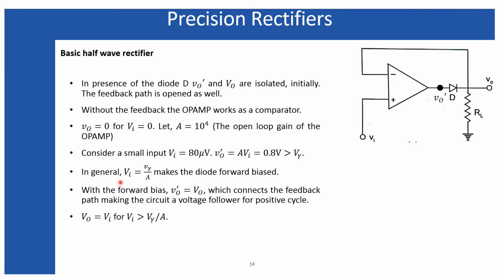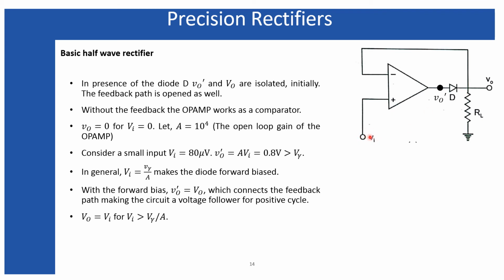In general, an input voltage equal to the threshold voltage divided by the open loop gain can be used to conduct this diode. And once this diode conducts, this feedback path will be established. Then, as I have already explained for the buffer, this configuration will become the unity gain amplifier, and this output voltage will then follow the input voltage for the positive half cycle.